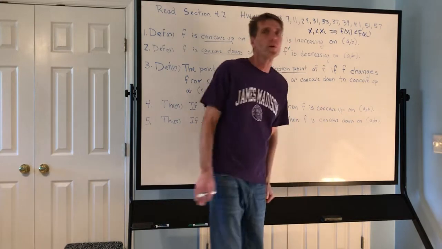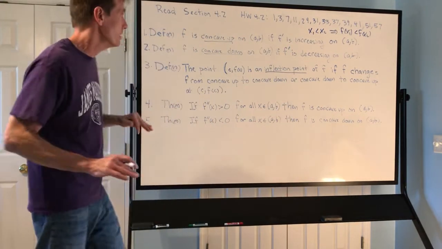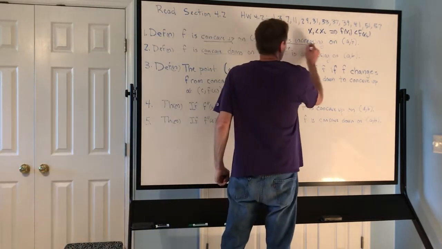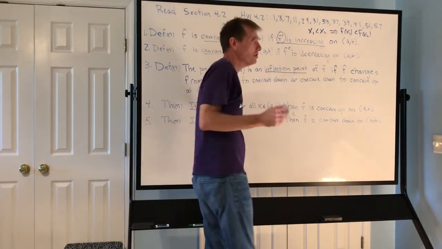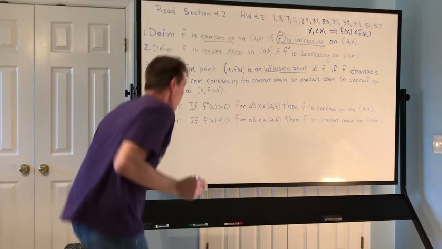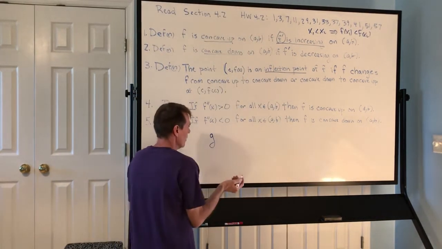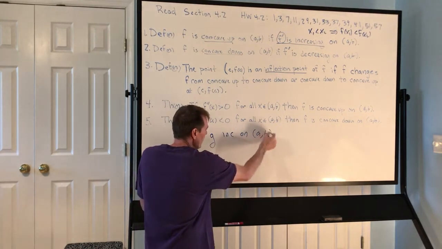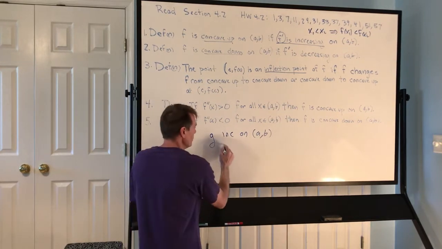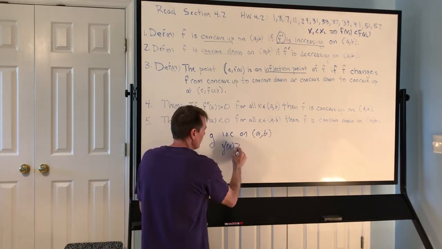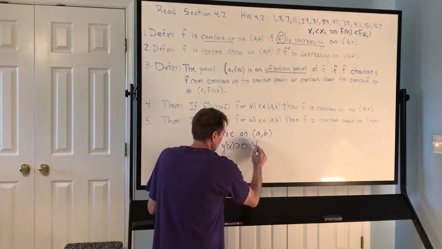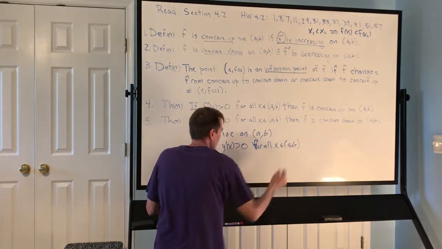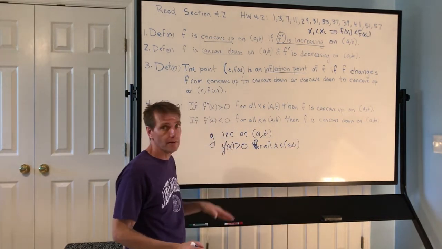However, using this is not what we want to do. We don't use the definition. The same thing here, we don't really use the definition much. If we want to show a function, for example, if I wanted to show the function g was increasing on some interval, then what I want to do is show that g prime of x is greater than 0 for all x in (a, b). I would want to show the derivative is positive on that interval.